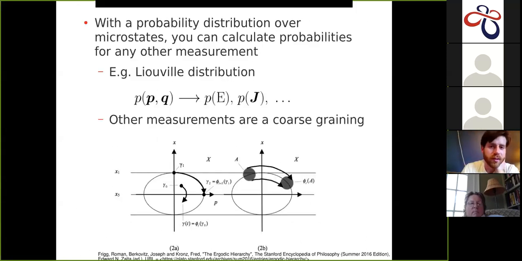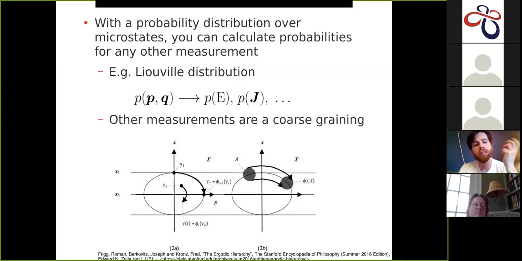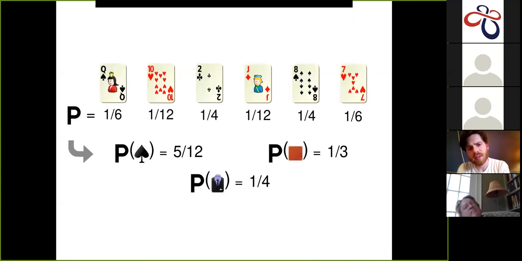If you have such a thing, a probability distribution over your microstates, you can calculate the probabilities for any other measurement. So for instance, a Liouville distribution is a probability distribution over a phase space. From that, you can calculate any coarse-grained measurement, which is what any other measurement is, say total energy, total angular momentum. If you know the physics underlying your microstates, then you can calculate how probability distributions evolve.